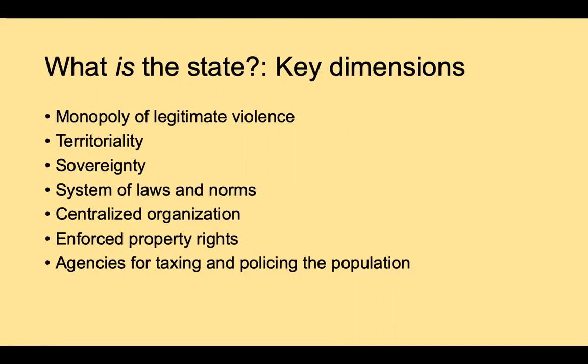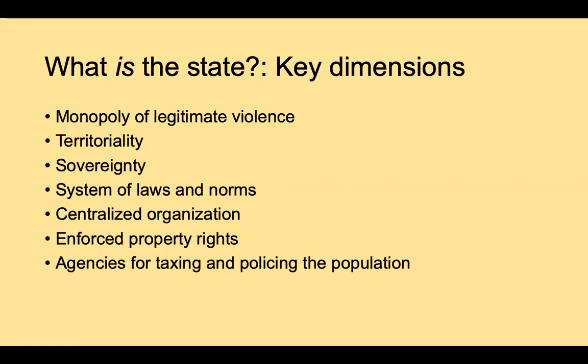These organizations enforce property rights, and they also maintain agencies for taxing and policing the population. State institutions extract revenue from the society, and they do so by creating a tax code. They tax economic activity so as to derive revenue that they then use to establish security forces necessary to police the population and enforce the rules developed by the state.